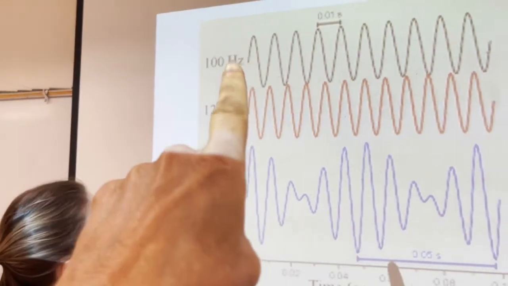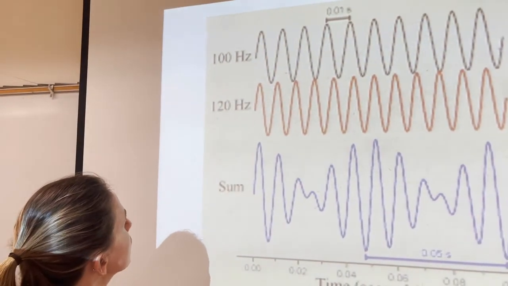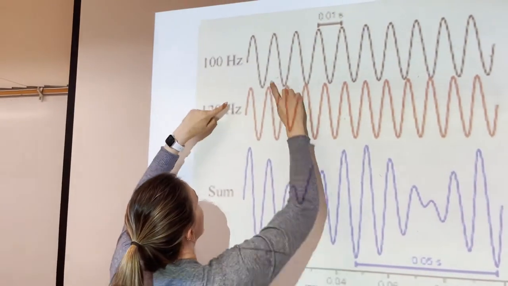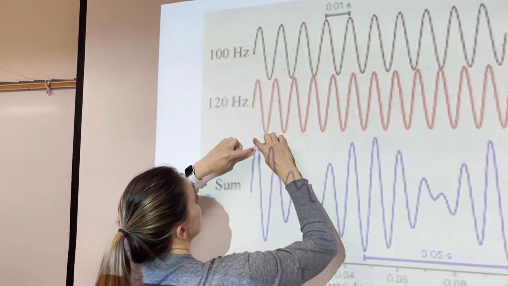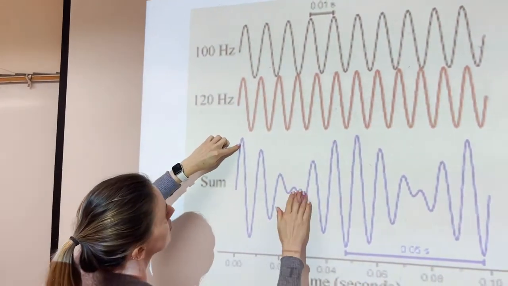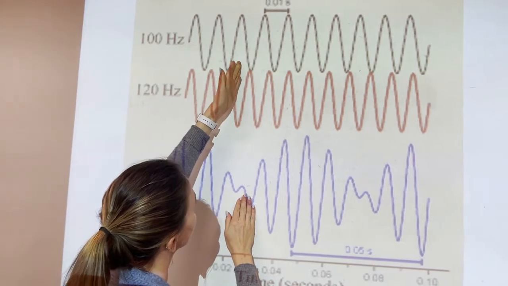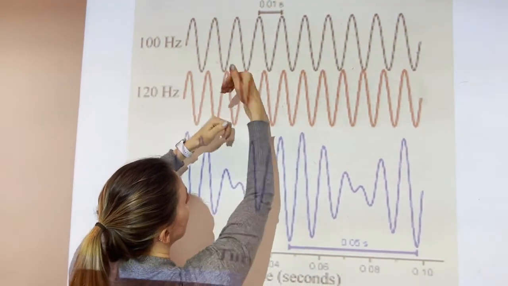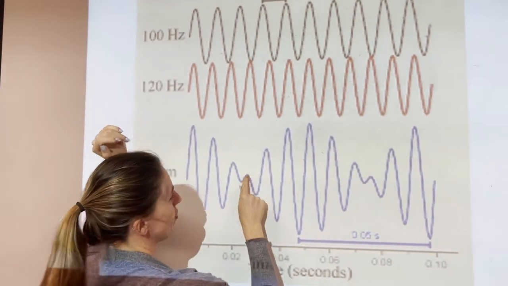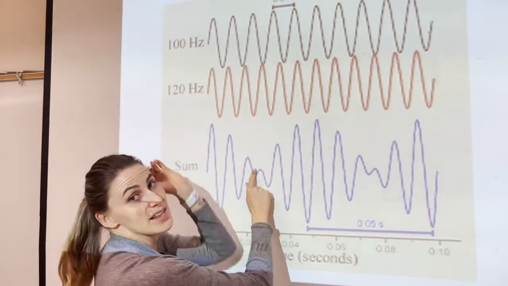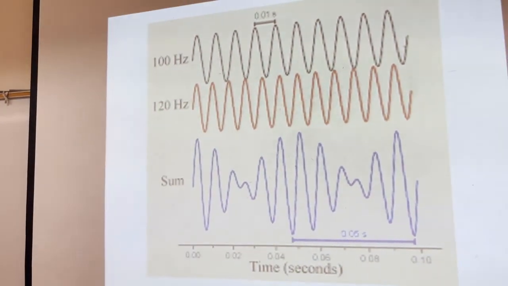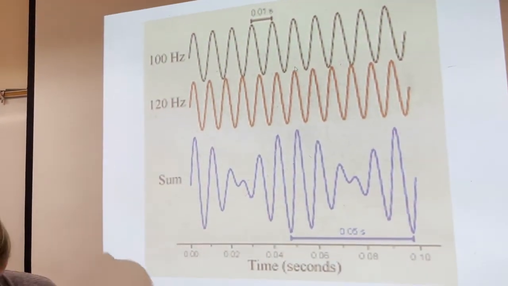On the left, you've got that first crest: in the 100 you have a crest, and in the 120 you have a crest. So these add up, constructive interference. Then as we move through this area, a crest meets a trough, and those two cancel each other out. That's destructive interference, quiet, destructive sound.